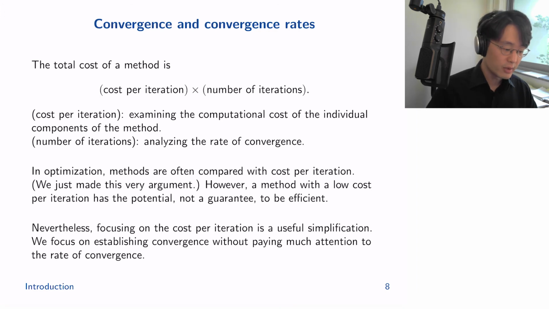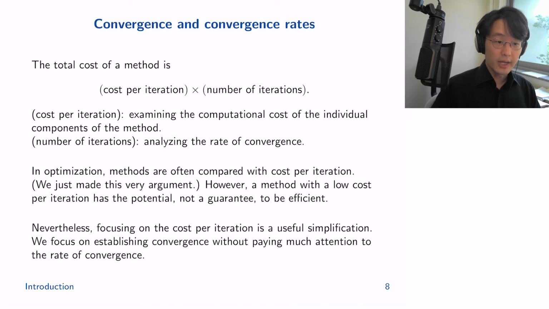But in optimization, we often make a further simplification. Methods in optimization are often compared with only the first term, with only the cost per iteration. And in fact, in the previous slide, when we compared first-order methods and second-order methods, we made this very same argument. However, a method with a low cost per iteration has the potential to be efficient, but of course it doesn't have a guarantee to be efficient, because a method with a low cost per iteration may require an inordinate number of iterations, in which case the total cost will be very expensive. So considering only the cost per iteration is literally considering only half of the equation. But nevertheless, it's a useful simplification.